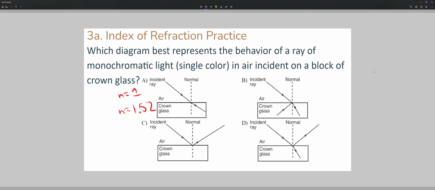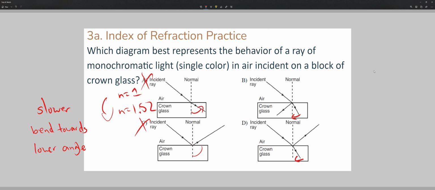So you're going from low to high, which means you're getting slower. So light is getting slower. If light is getting slower, it will bend towards the normal line. It will get a lower angle. So the refracted ray will have a lower angle. This is bending away from the normal line. This doesn't even have a refracted angle, so neither A nor C is correct. This is bending towards the normal line. This is bending towards the normal line. So it's either B or D.